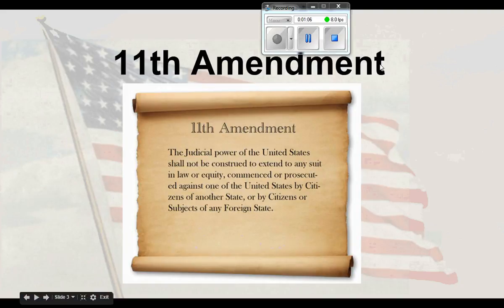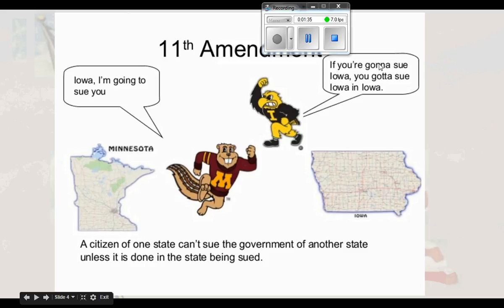Onward. Amendment 11. The judicial power of the United States shall not be construed to extend to any suit in law or equity commenced or prosecuted against one of the United States by citizens of another state or by citizens or subjects of any foreign state. Huh? What the heck did you just say? The 11th Amendment just means that if you want to sue a state, you have to go to that state to do it. So if I wanted to sue Illinois for having the Chicago Bears, I would have to sue them in the Illinois courts?